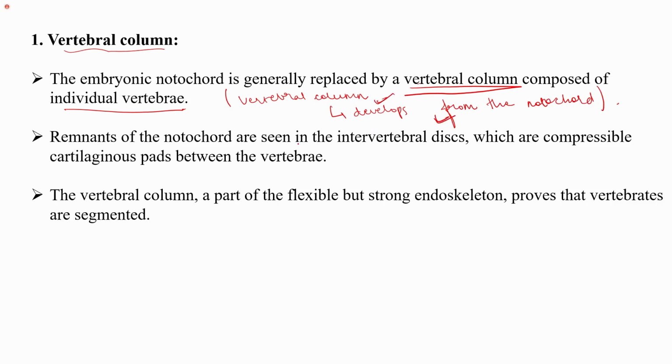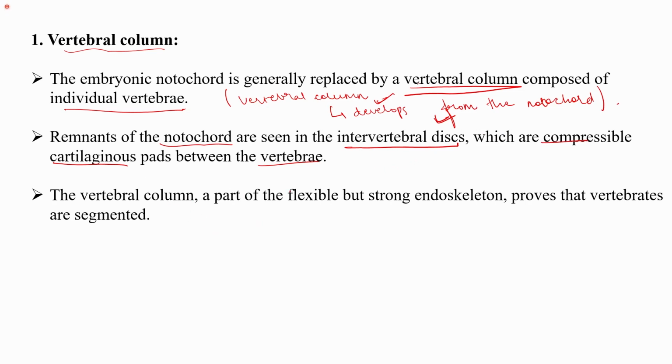The remnants of the notochord are seen in the intervertebral discs, which are compressible cartilaginous pads between the vertebrae. So between the vertebrae, you can see the remnants of the notochord, which are the intervertebral discs, and these are comparatively compressible cartilaginous pads.